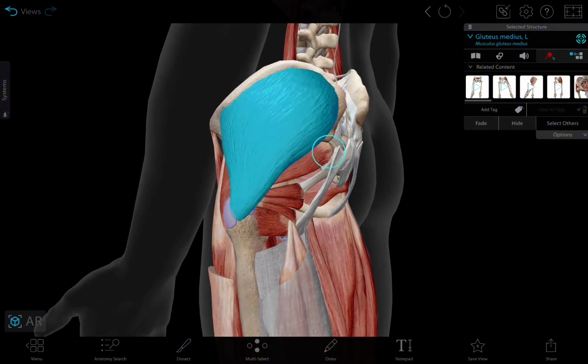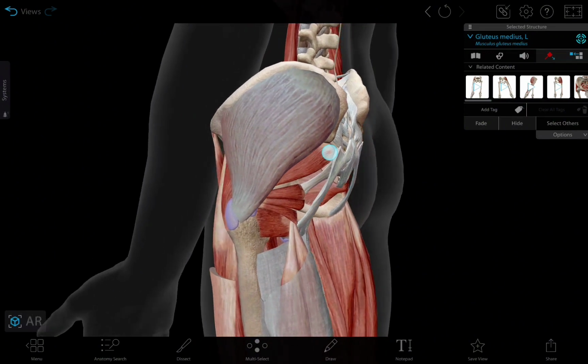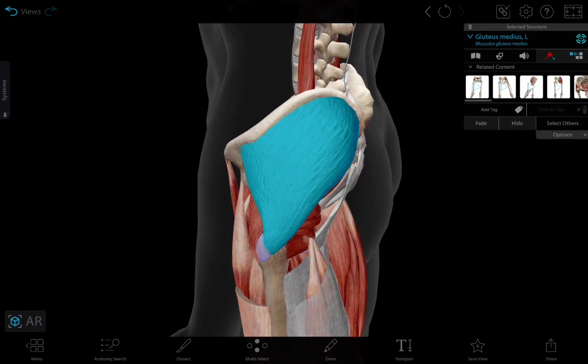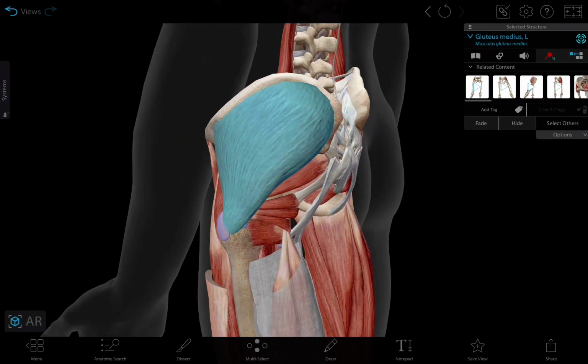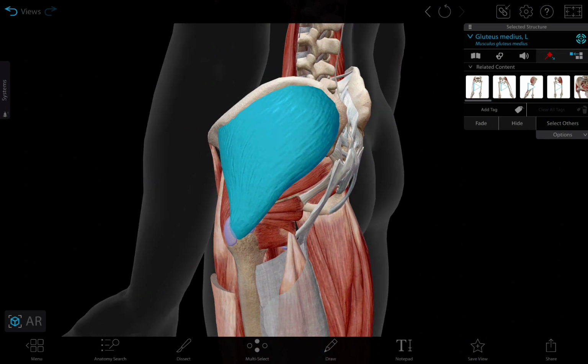And if I talk to you about the arteries which supply blood to the gluteus medius muscle, it is only the superior gluteal artery. I'm very sorry, superior gluteal artery is the artery which supplies the gluteus medius muscle.